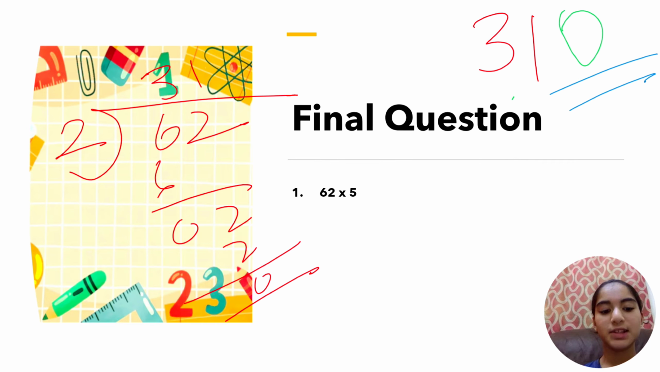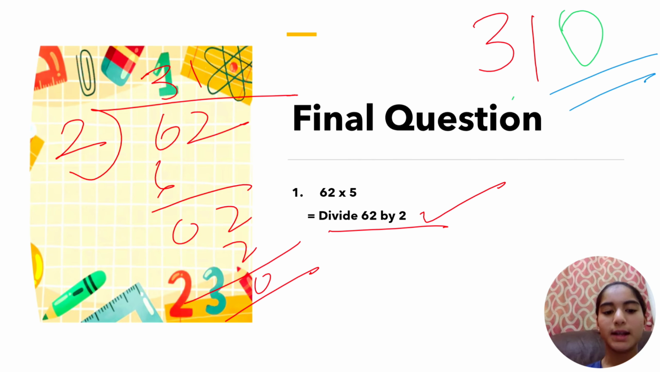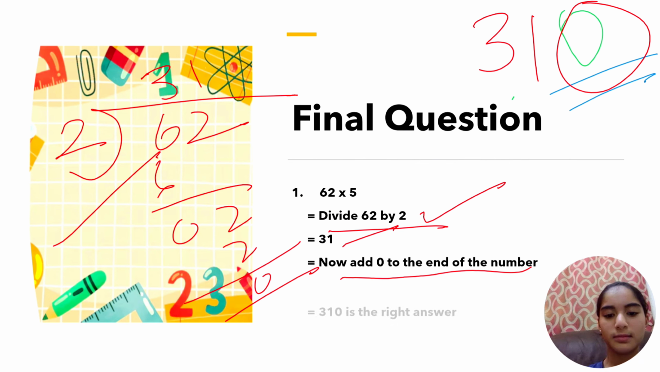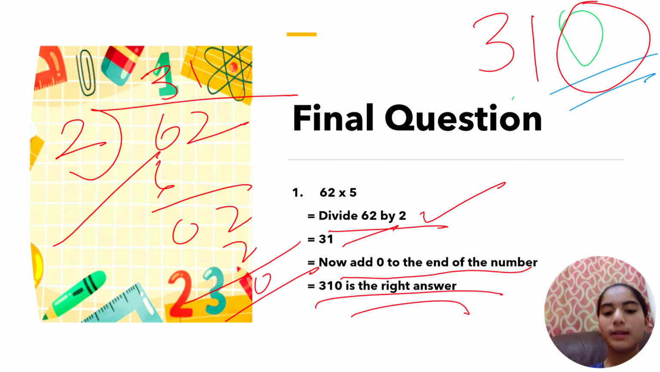Let's check. Divide 62 by 2. We've done this. 31. Now add 0 to the end of the number. I've highlighted it in green. 310 is the right answer.